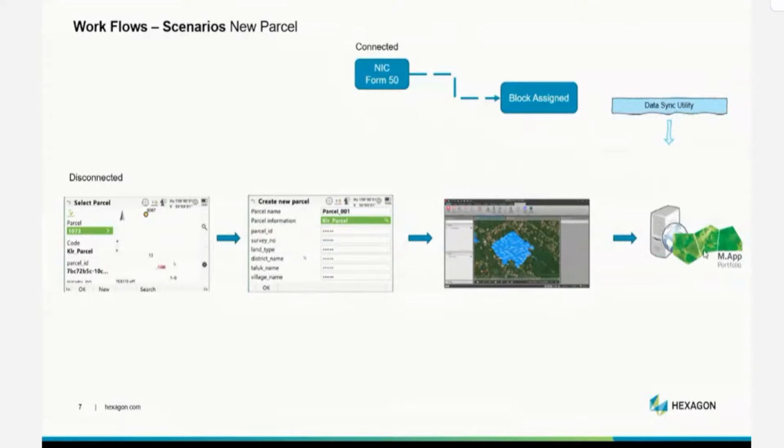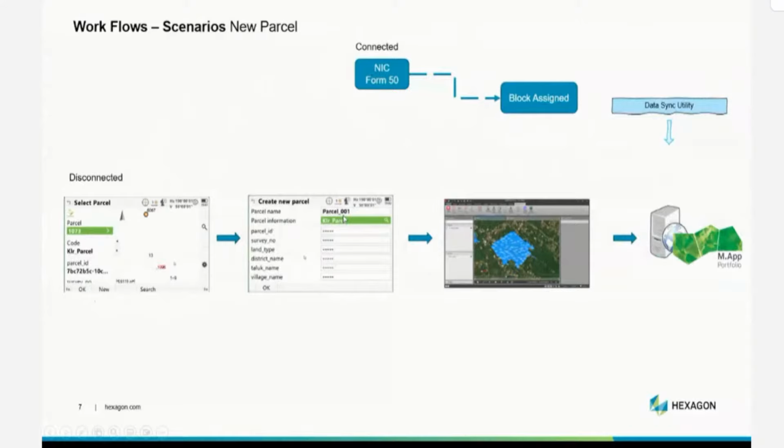But what will happen if there is no internet connectivity? That means from the field, I am not able to connect to Entebumi and fill up this form. That means I'm in a disconnected mode, right? So when I'm in a disconnected mode, before I create something new, I can always search for a parcel. He will search on the local survey app whether that parcel is there or not. If it is not there, then he will hit on new. There is a button called new here.